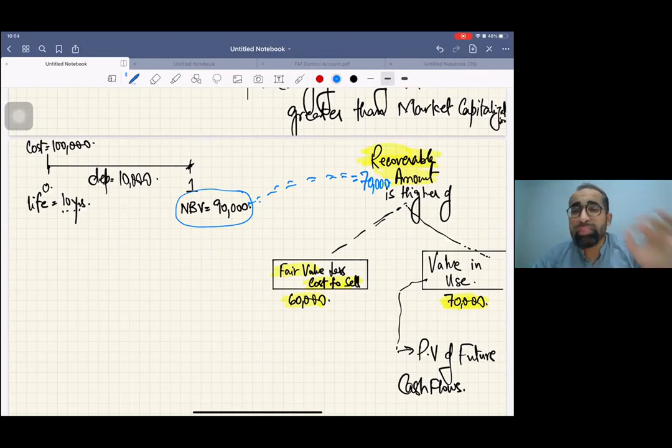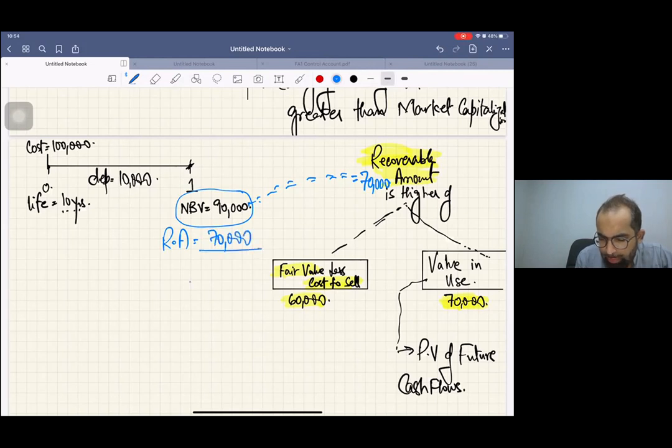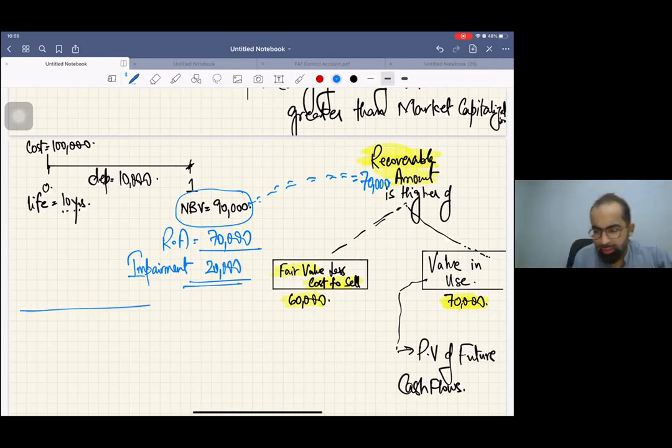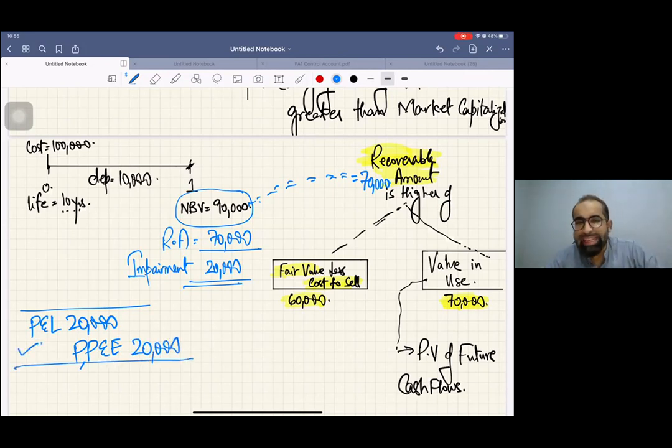This asset has lost its value. So now it's mandatory to book 20,000 impairment. See here, I will write RA, which stands for recoverable amount. Recoverable amount is 70,000, so there will be an impairment of 20,000. And as a shortcut, I can make this entry. Impairment is an expense. Impairment is a downfall. So you can write impairment expense, or P&L, profit and loss account, debit. It's your wish. And the asset credit, the name of this asset is PPE, property, plant and equipment, credit 20,000.